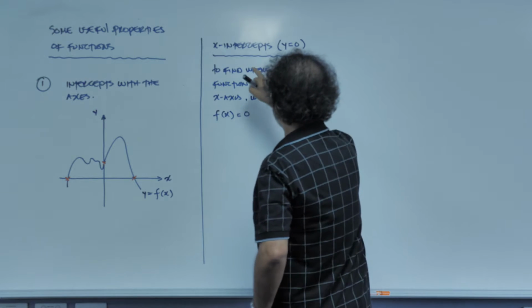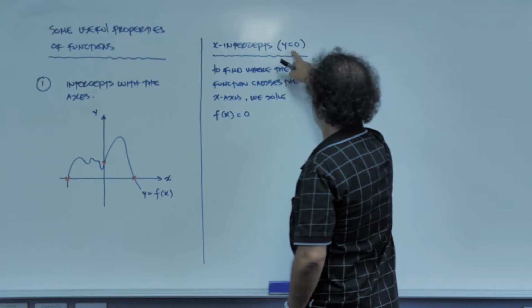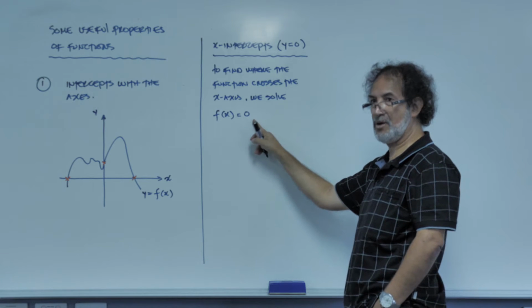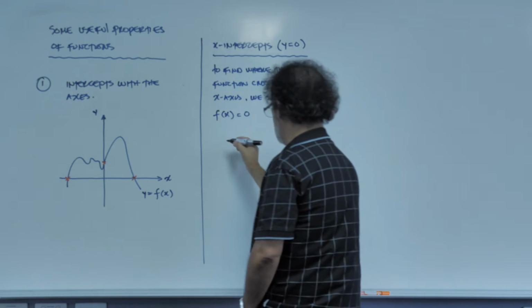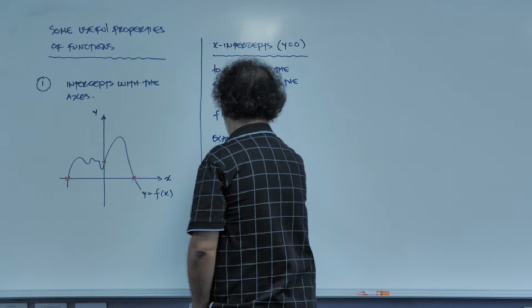All right. Okay, so for the x-intercept, you simply make y equals 0, which means you solve whatever the equation is equal to 0. For example.